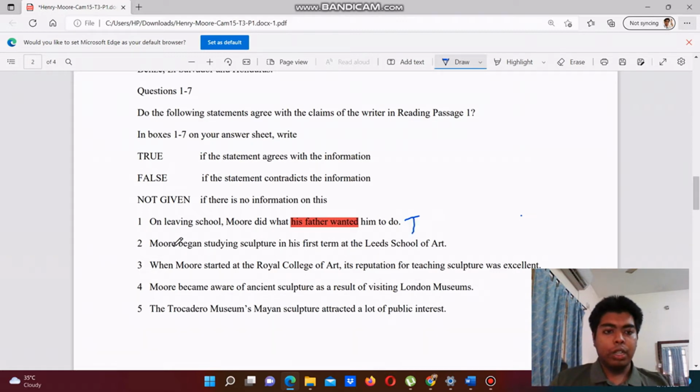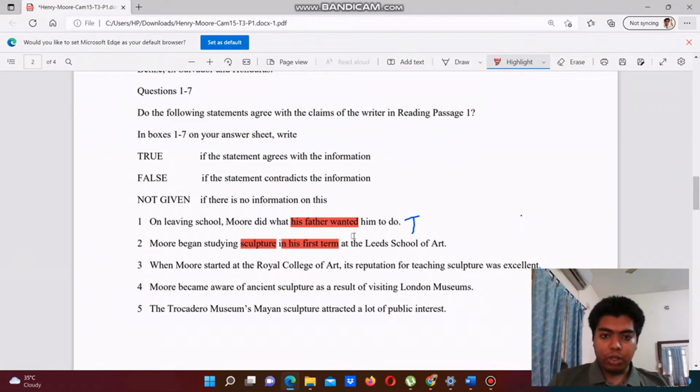Okay, so the next question is: Moore began studying sculpture in his first term at the Leeds School of Art. Okay, so the important deciding phrase will be Moore began studying sculpture in his first term. Okay, he was studying sculpture in his first term.